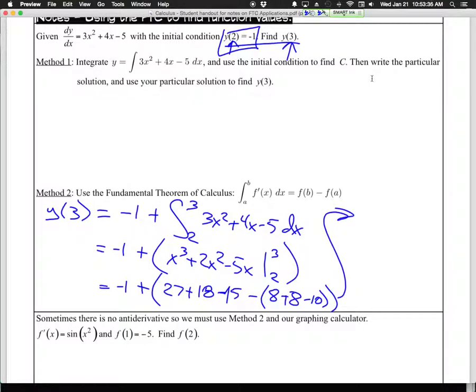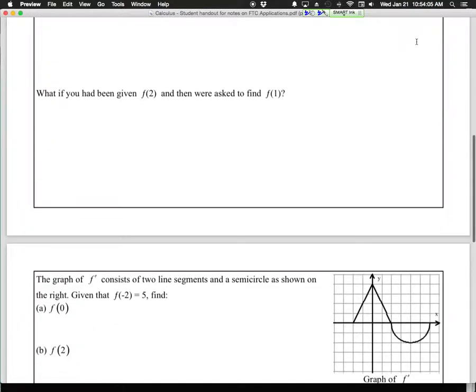Alright, so I've got the -1. This right here is the 45 minus 15, which gives me 30. And this over here is 16 minus 10, which is 6. And we end up with a function value of 23, which matches the original function value. Okay? So, let's look at this next problem.